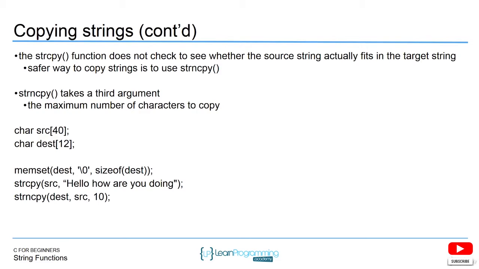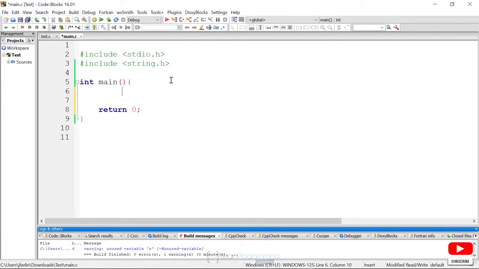But if you do a strncpy and you copy in a destination, it's going to copy source and it's only going to copy the first 10 characters. So that third argument should correspond to the size of the destination, dest. So let's go into Code::Blocks and look at strlen and look at copying strings to see exactly how these work. So here we have our main.